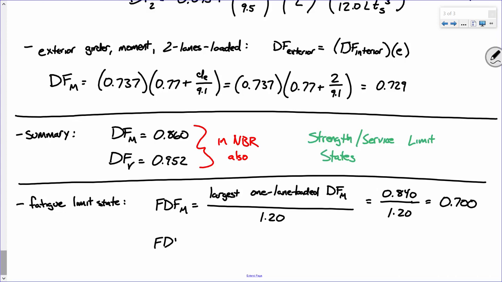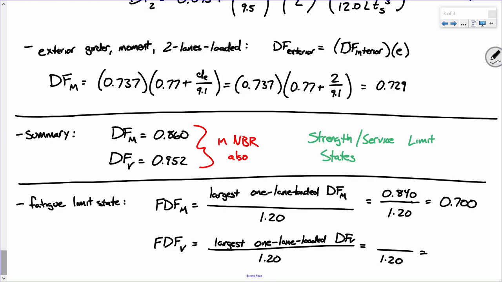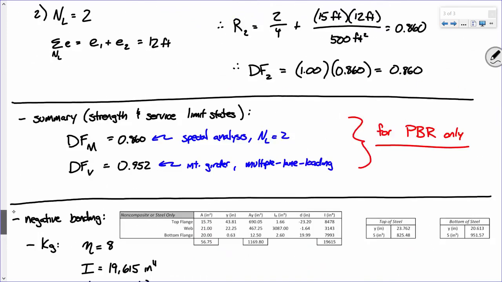All right. For shear, same deal. The fatigue distribution factor for shear is the largest one lane loaded distribution factor for shear divided by 1.2. So it's some value divided by 1.2. What is that?